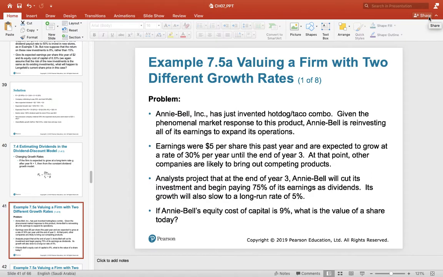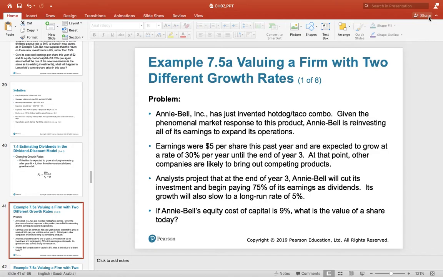At that point, other companies are likely to bring out competitive products. So once competitive products come, your growth will go down, isn't it? Up to 3 years, you are fortunate, you have a monopoly in the market, your growth will be 30%. But from the fourth year onward, growth will come down to 5%.